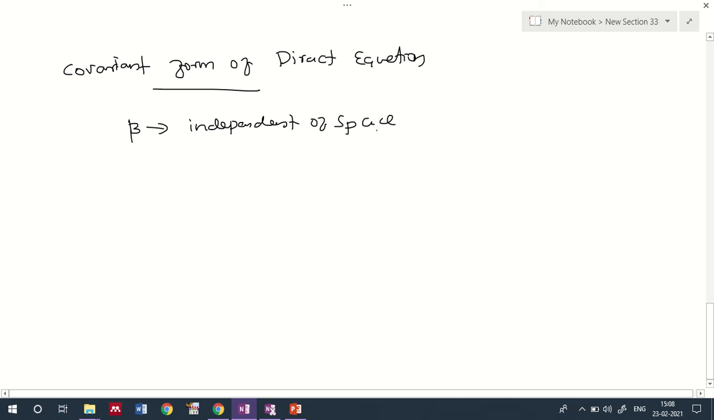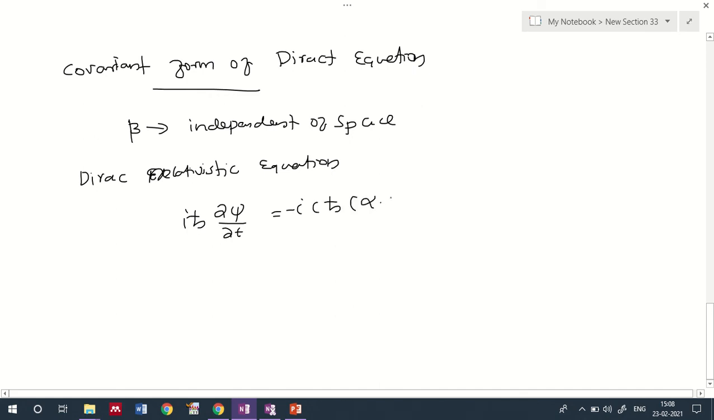ഓക്കെ, ആൻഡ് ദ ഡിറാക് ഇക്വേഷൻ ഇൻ ദാറ്റ് കേസ്, Dirac relativistic equation, can be represented as iħ ∂ψ/∂t, which is equal to minus iċħ α·∇ψ plus βmc²ψ എന്ന് പറഞ്ഞ് റെപ്രസെന്റ് ചെയ്തിട്ടുണ്ടായിരുന്നു.